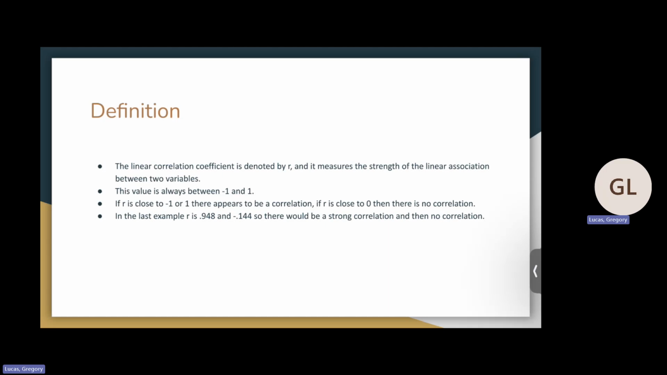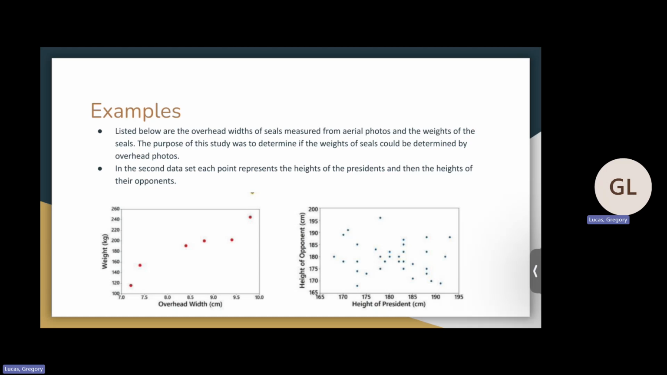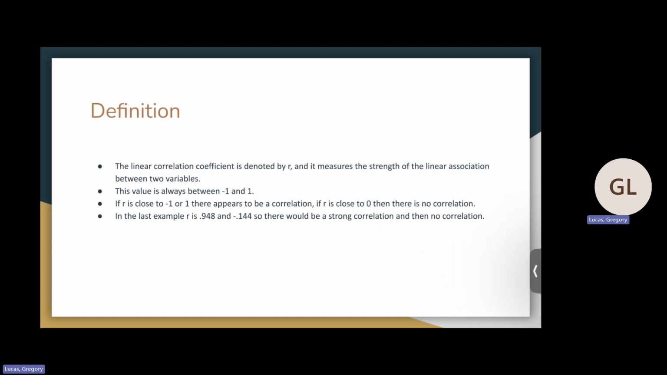So if we want to find R for our last examples, oftentimes to find R, we'll use a statistical data technology method. Rarely are we going to compute R ourselves, but we can use one of our pieces of technology to find R. But just as an idea for now, 0.948 would be R of my first picture. So we can see there clearly is a correlation. The bigger the seal in width, the heavier the seal is. Makes complete sense. There's a correlation.